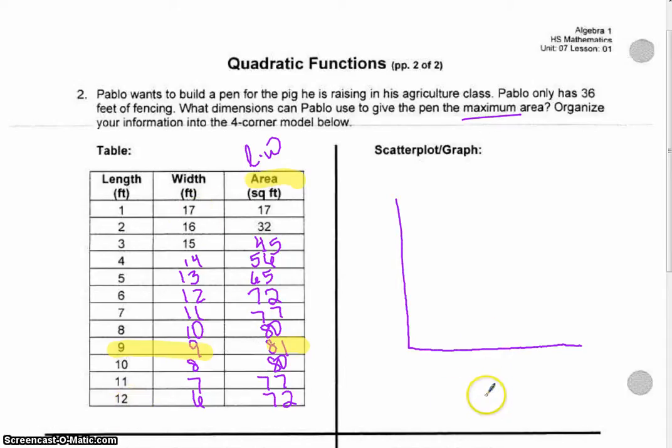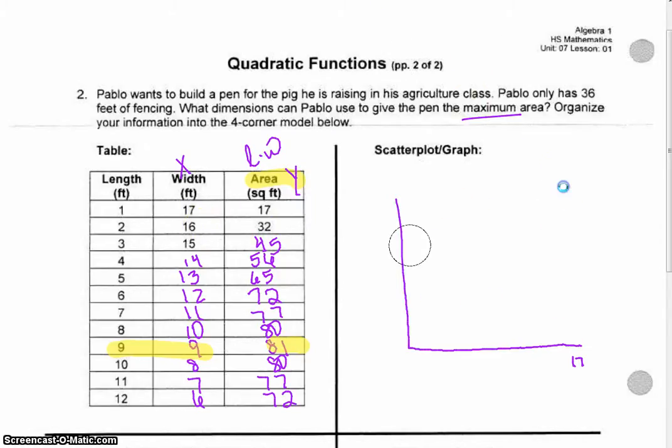This is going to be your X, and this is going to be your Y. So if your length is 17, your area is 1. If your length is 16, I'm sorry, it's not 1, it's 17. You're using your table. 17, 17, so you can go over 17, up 17. You're going to go over 16, up 32. So I didn't count good there.